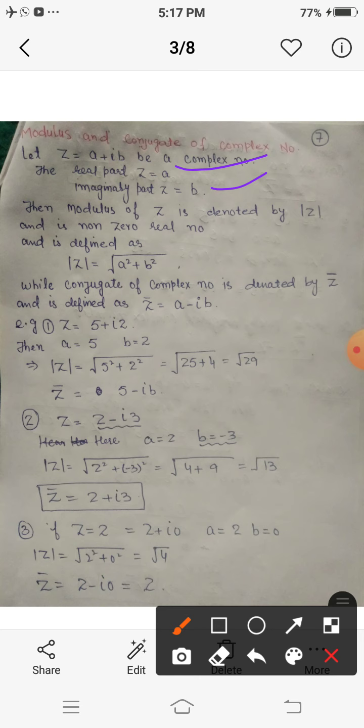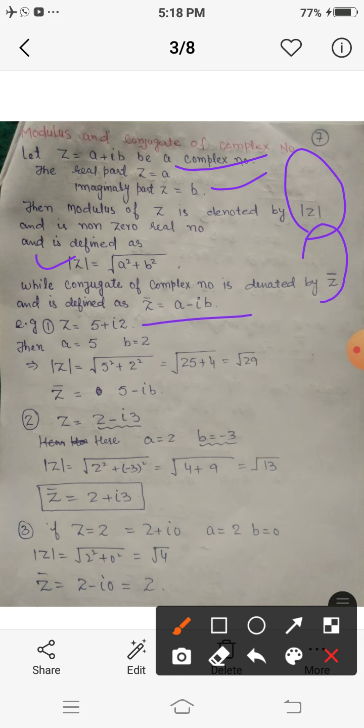Now if this is a given complex number, then the modulus of this z is denoted by mod of z, and it is a non-negative real number and is defined as mod of z equals root of a square plus b square. While the conjugate of this complex number is denoted by z bar and is defined as z bar equals a minus iota b. That is simply changing the sign of the imaginary part.